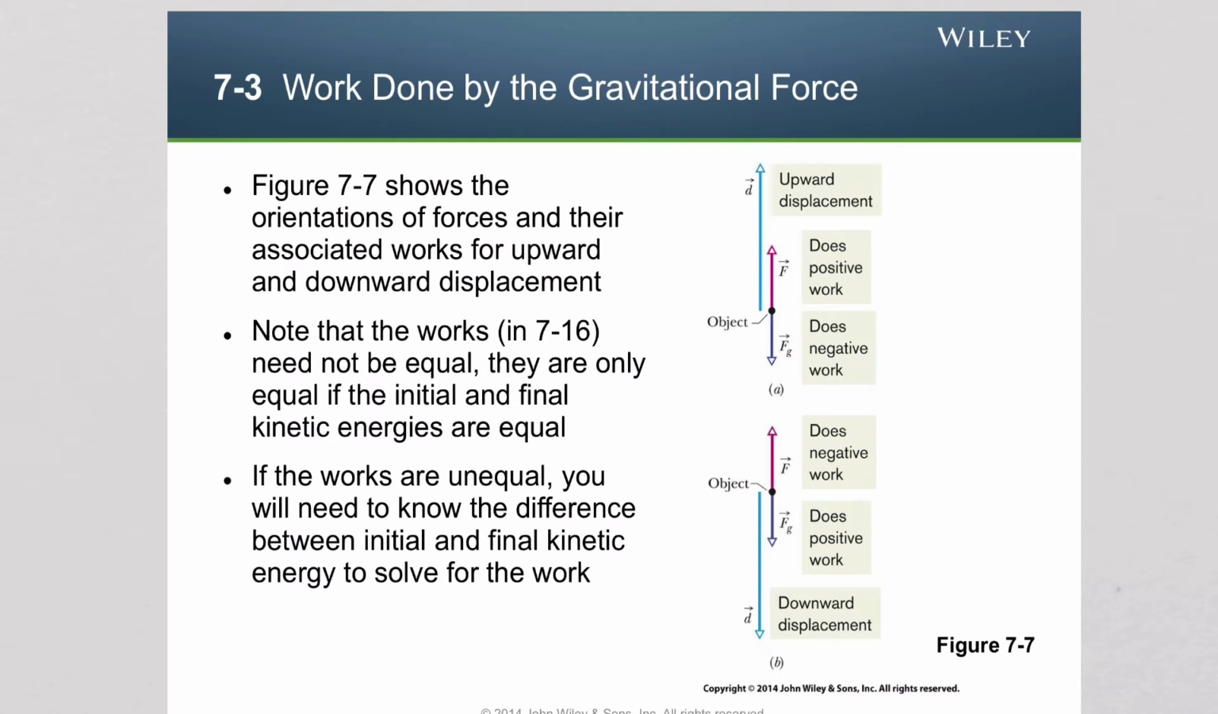The second possibility is for the object to be falling down, and as the object is falling down, an external force F acts on the object vertically up. The gravitational force obviously is acting straight down, and the displacement of the object is also vertically down. In this case, the applied force F does negative work because the angle between that force and the displacement is 180 degrees. And the gravitational force does positive work because the angle between the gravitational force and the displacement is 0 degrees.